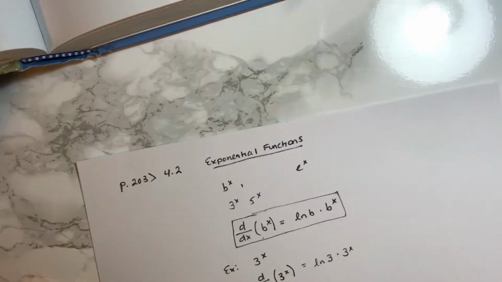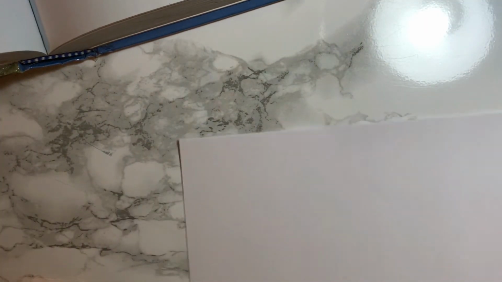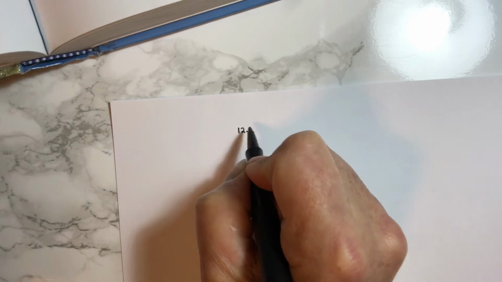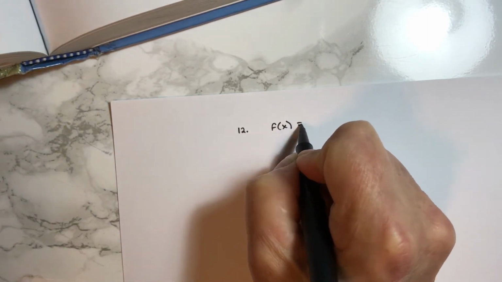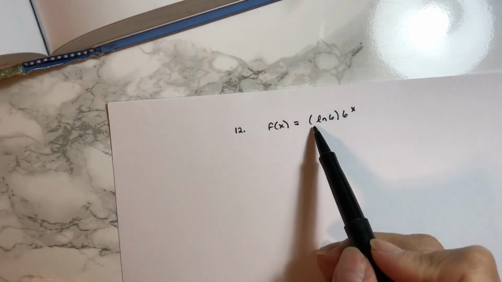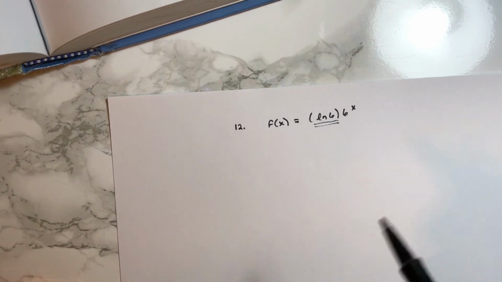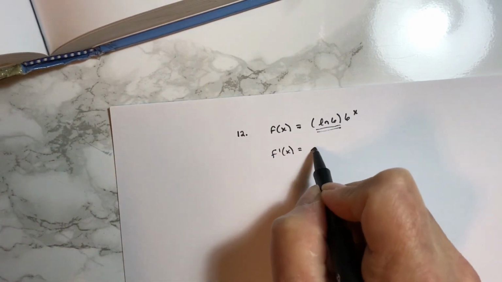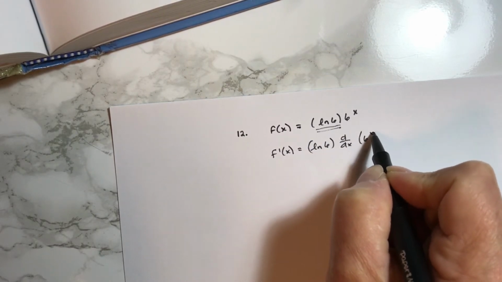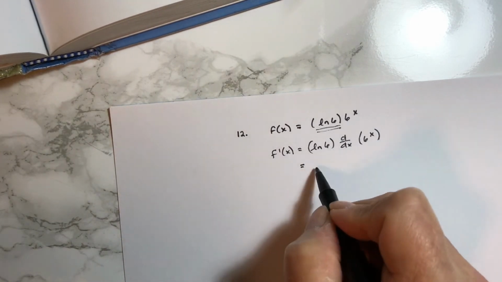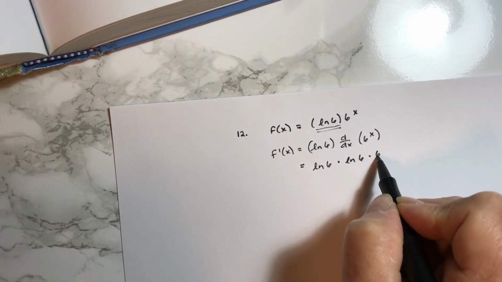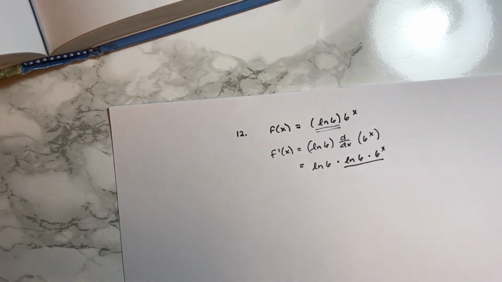Let's see. Get another piece of paper here. Number 12. So number 12, we have f of x equals ln 6 times 6 to the x. Once again, this is just some number, so you can pull it out. You can think of it when you take the derivative as a constant multiple times the derivative with respect to x of this little exponential function here. Well, the constant multiple stays the same. We multiply that by ln 6 times 6 to the x. When I take the derivative of that, I get this here, right?